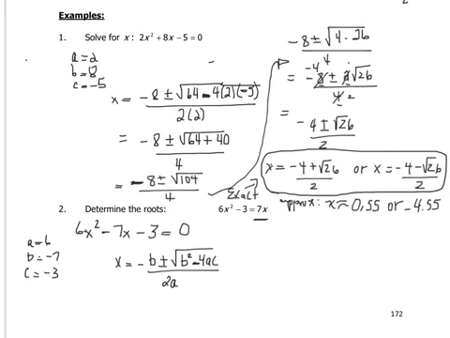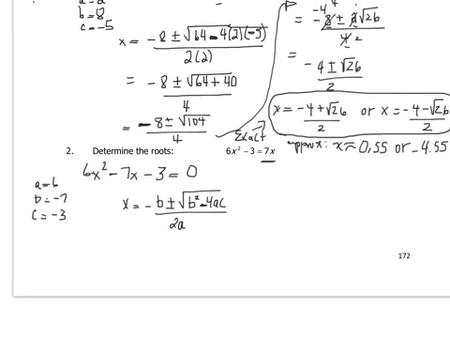So that would equal negative 7 is your b value, so the negative of negative 7 would be positive 7, plus or minus the square root of b squared would be negative 7 squared, or 49. Because a negative squared is going to be a positive, right? Minus 4a is going to be 6. C is going to be negative 3.